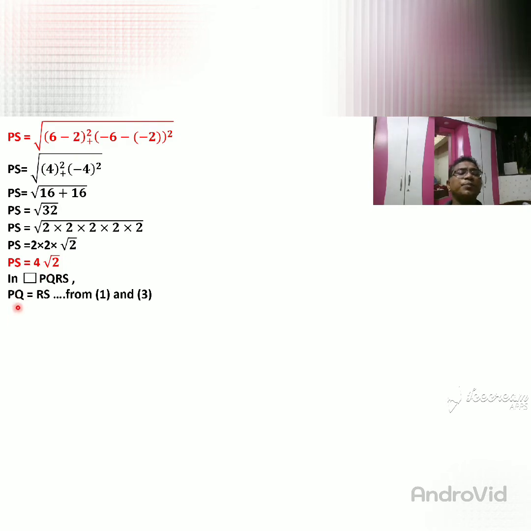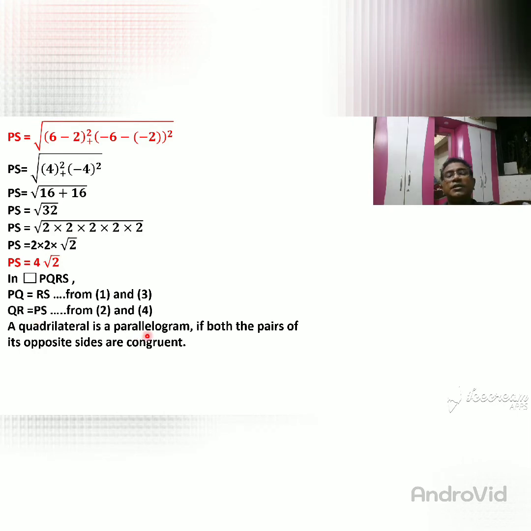So here it is written PQ is equal to RS, because PQ is 5 root 2 and RS is 5 root 2. So they are congruent. Then QR is equal to PS, this is PS, and QR is 4 root 2. So QR and PS are 4 root 2, so they are congruent. So these two sides are congruent, these two sides are congruent. So it is a parallelogram. A quadrilateral is a parallelogram if both pairs of opposite sides are congruent. So it is proved that it is a parallelogram. Any doubts?